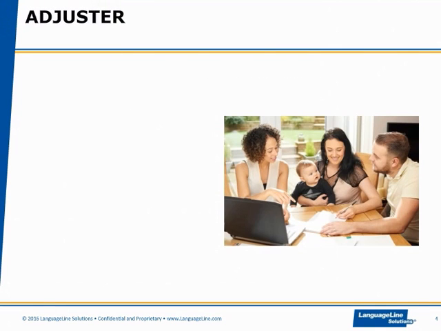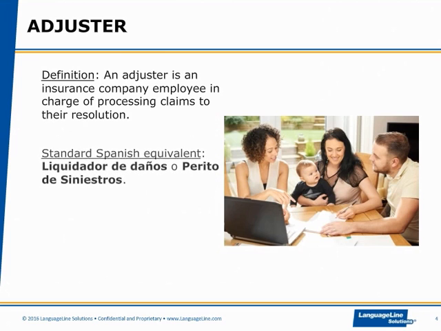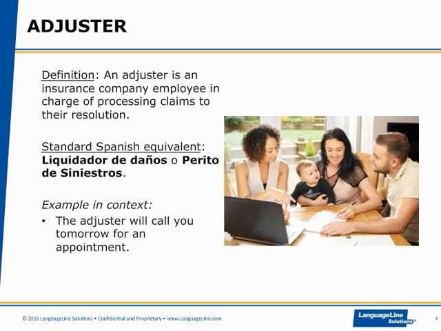Adjuster. Definition. An adjuster is an insurance company employee in charge of processing claims to their resolution. Standard Spanish equivalent, liquidador de daños o perito de siniestros. Example and context. The adjuster will call you tomorrow for an appointment. El liquidador de daños le llamará mañana para una cita.